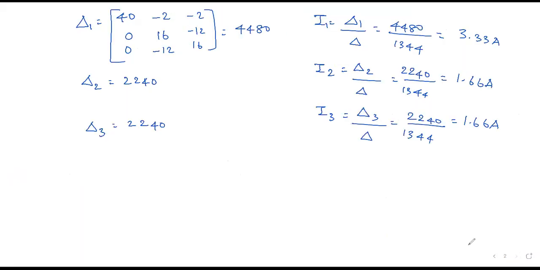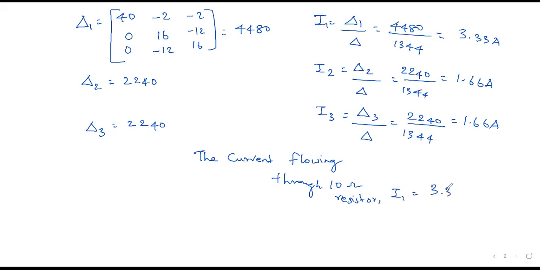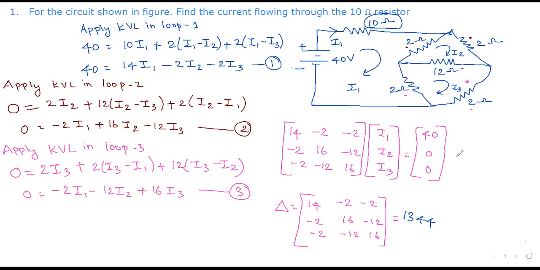So you have to write the sentence: the current flowing through the 10 ohm resistor is I1, which is equal to 3.33 amps. That is the result. Sometimes they may ask, what is the current flowing through the 12 ohm resistor? You see here, there is another resistor here. We have around 6 resistors.